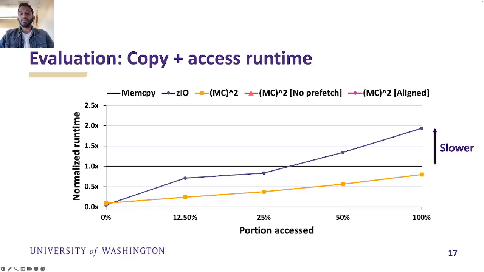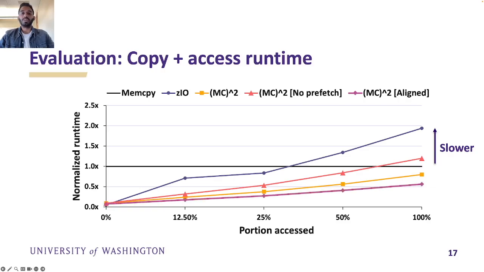Surprisingly, even when the entire dataset is accessed, MC-square outperforms memcopy. This is because the cache prefetcher hides some of the extra access latencies. And when we turn off the prefetcher, we see that it slows down compared to memcopy, showing the impact of copy latency hiding. When the source and destination buffer are aligned, we see even better performance.